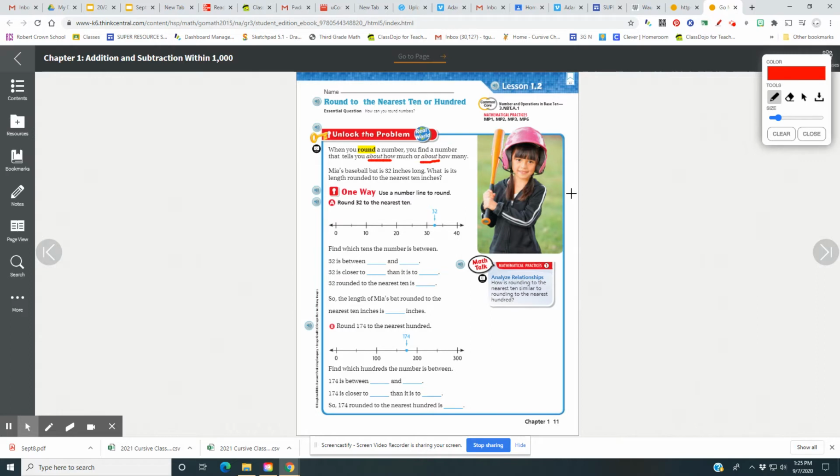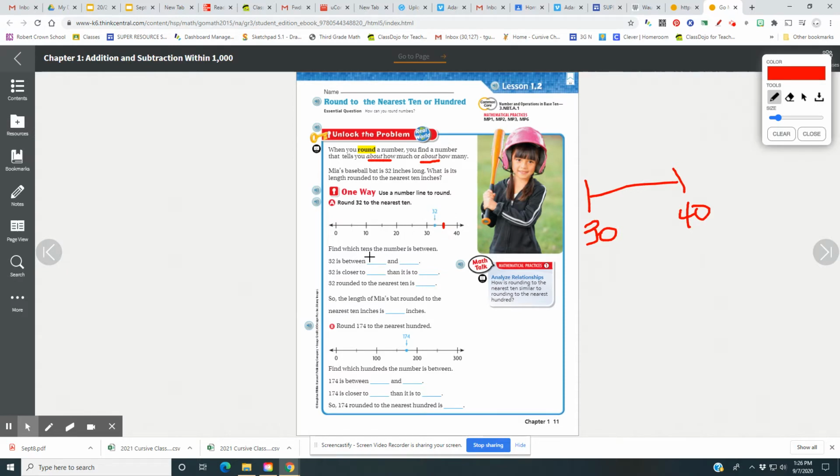Well, we have done number lines already, where we have created something like this, where we have 30 and 40. Here they're just extending it out. So round 32 to the nearest 10. Well, it is in between 30 and 40. And this one is 35. You're right. So 32 is closer.